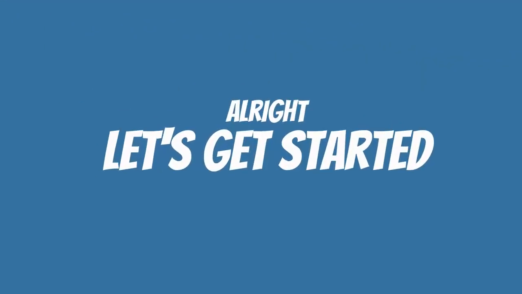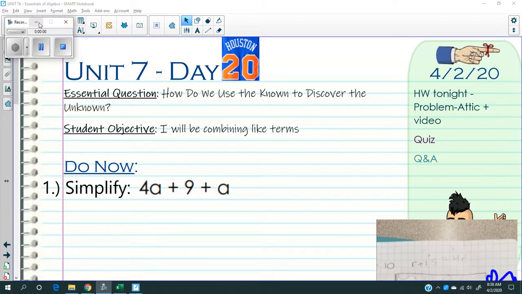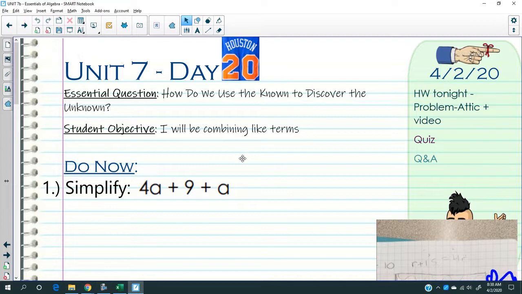Oh, there we go. There's the bell. All right. Okay, all right. There's the bell. All right. Wow, it's really, really cold today.